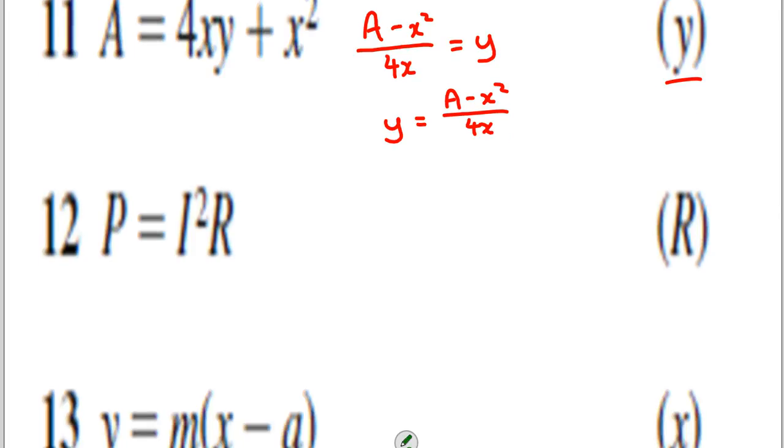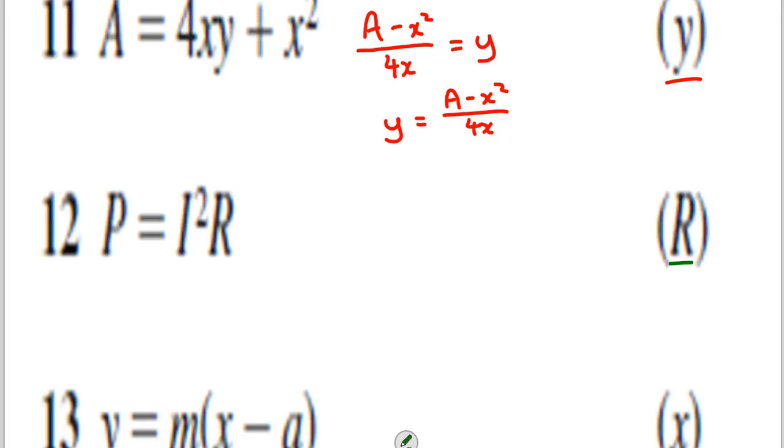Next one, P equals I squared R. So P equals I squared R. You might notice that a lot of these are kind of derivative of scientific formulas. So we want to find R. So maybe that was a resistance in this case. Power equals current squared R.